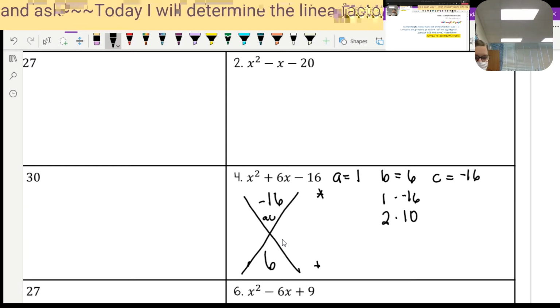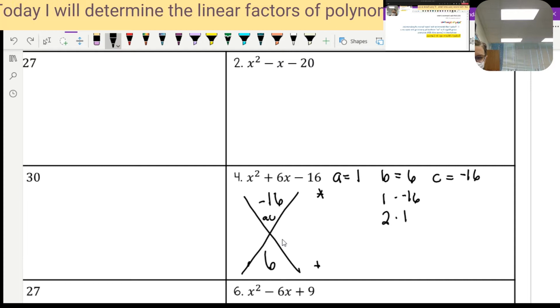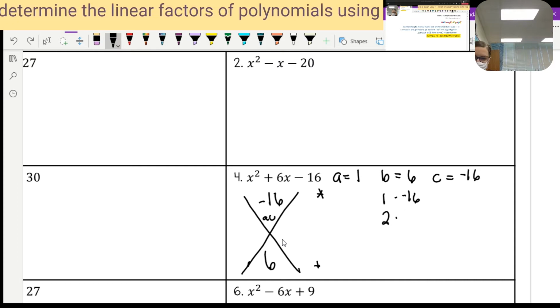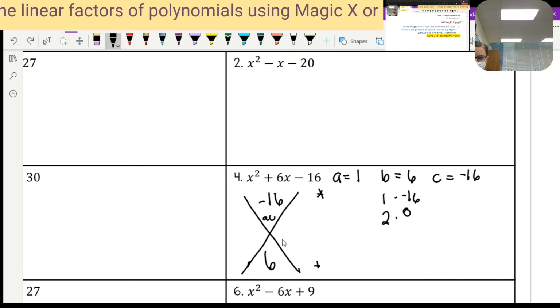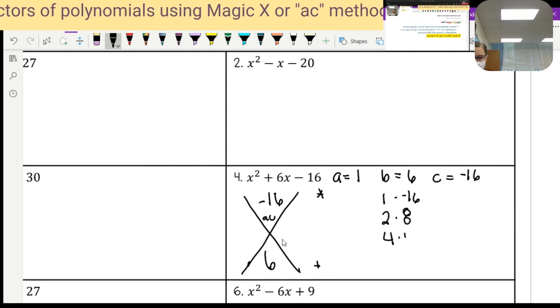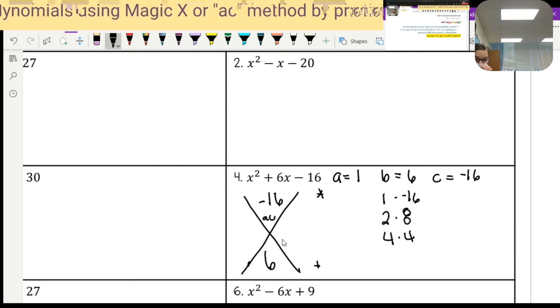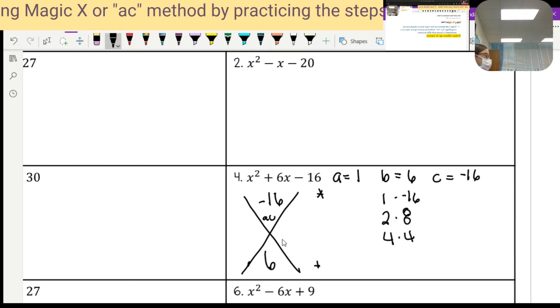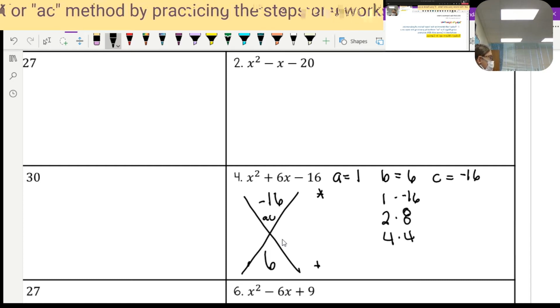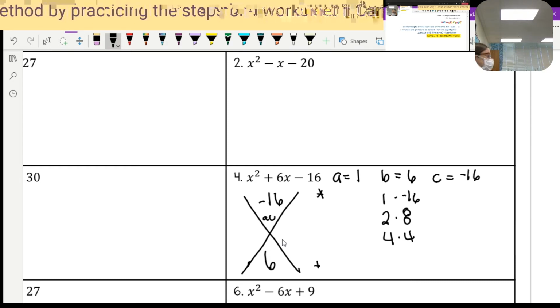Sometimes when I'm writing down the factors, I don't really worry about the signs because I know I have to manipulate those to get what I need to add up to. So we've got 1 times 16, 2 times 8 and 4 times 4. Okay, do any of those look like they could add up or subtract from each other to come up to a 6?